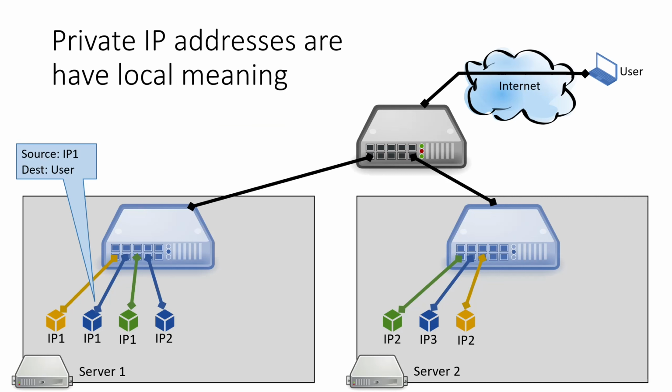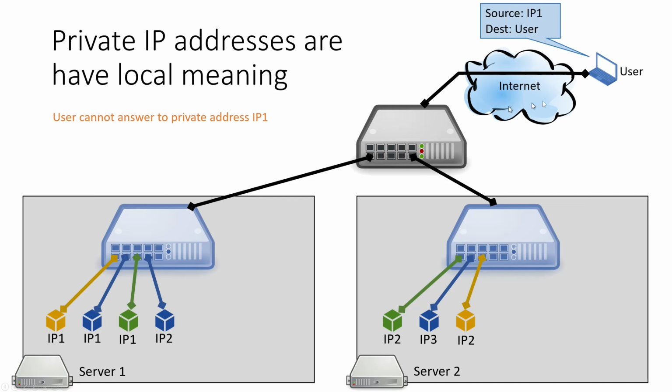Another problem we have is that these IP addresses are private, so they are not routed globally on the internet. These IP addresses don't make a lot of sense to a user, because the user has no context about the local environment where the private IP address was generated. So here, if this virtual machine with a private IP address IP1 tries to send a packet to this external user, even if this packet makes it all the way to the user, the user won't know what to do with the packet, because IP1 is private, so the user doesn't know where to send it.